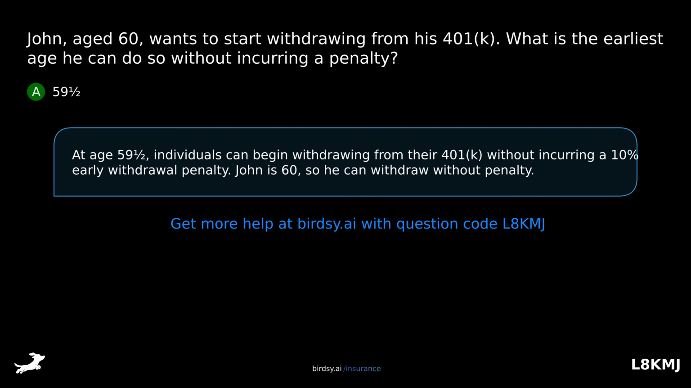At age 59 and a half, individuals can begin withdrawing from their 401k without incurring a 10% early withdrawal penalty. John is 60, so he can withdraw without penalty.